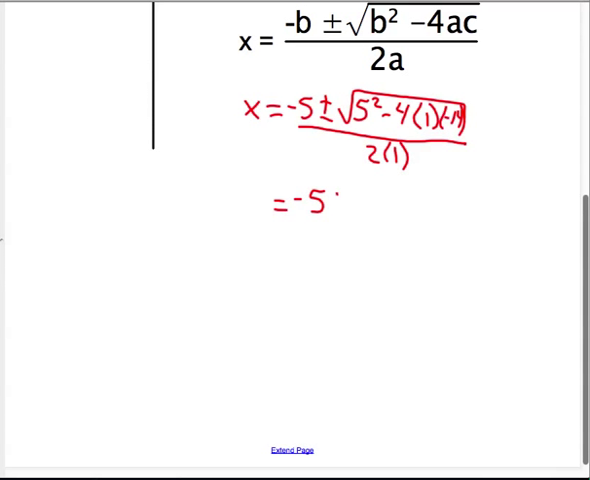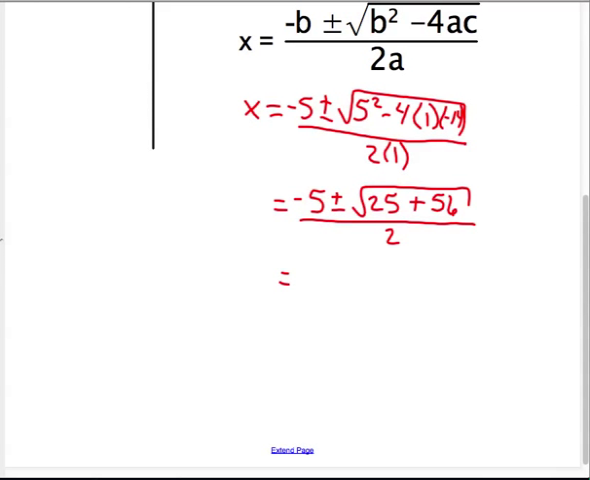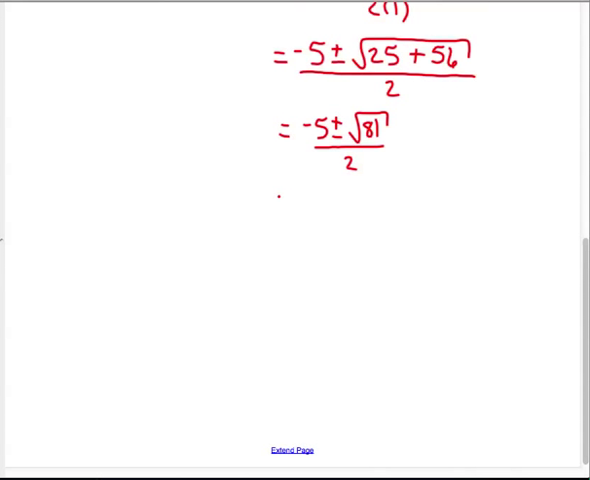So we have negative 5 plus or minus 5 squared gives us 25. The negative 4 times negative 14 gives us a positive 56. And then, of course, 2 times 1 is 2. 25 plus 56 is 81. And since 81 is a perfect square, we're going to go ahead and take the square root of that. And then we'll simplify.